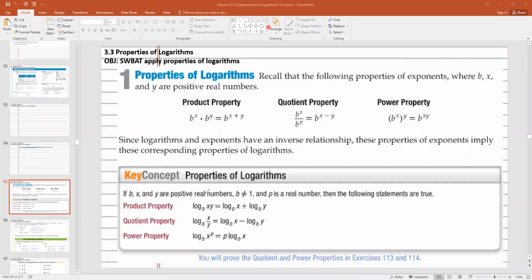So hopefully that made sense. When you multiply, you add. When you divide, you subtract. When you have a power, bring it to the front. That's how we get that.